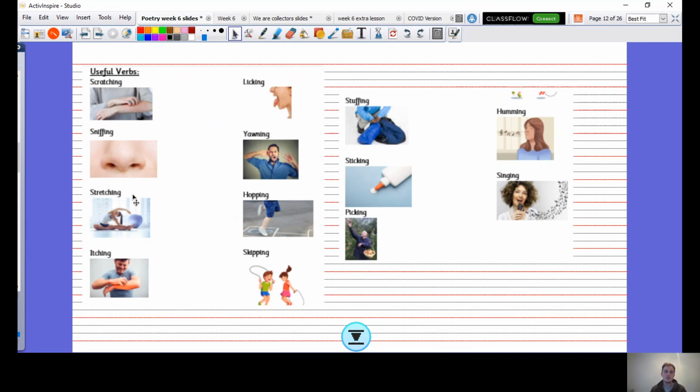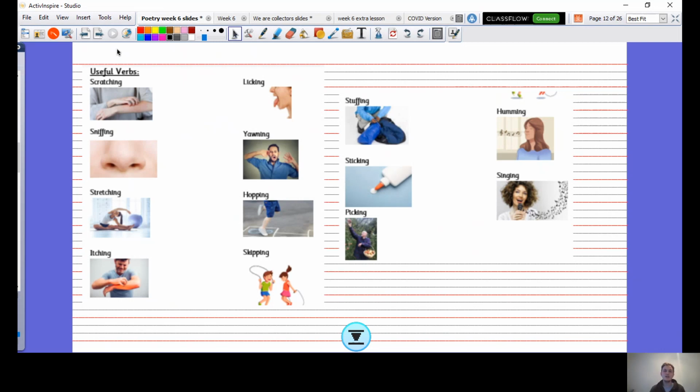Here is the word map for you to use. It's got words: scratching, sniffing, stretching, itching, licking, yawning, hopping, skipping, stuffing, sticking, picking, humming, and singing, with some lovely, useful pictures to remind you that they are doing words and what they mean.